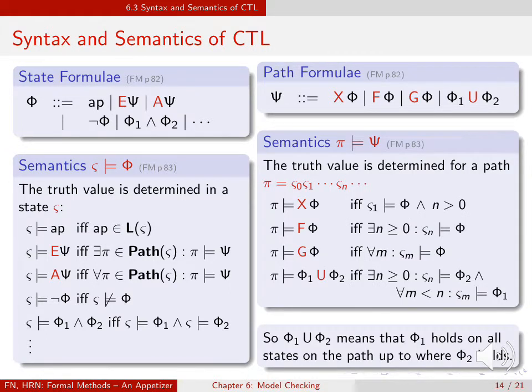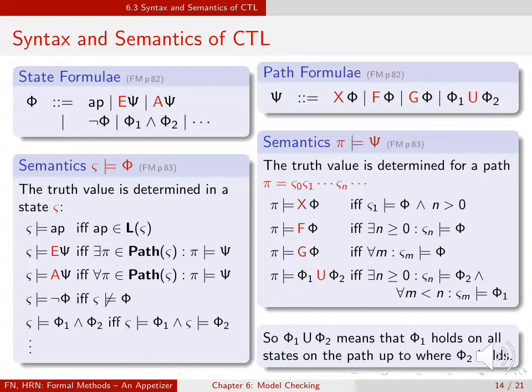For the semantics of path formulae, we need a path pi, starting with a state sigma 0 and going on. The formula X of phi holds in such a state if the state that is next on the path, namely sigma 1, satisfies the property phi, and indeed that the path is long enough to have such a state. The formula F of phi holds on pi if there is one state on that path, sigma n, where the formula phi holds. The formula G phi holds on the path if each and every state on the path satisfies phi.